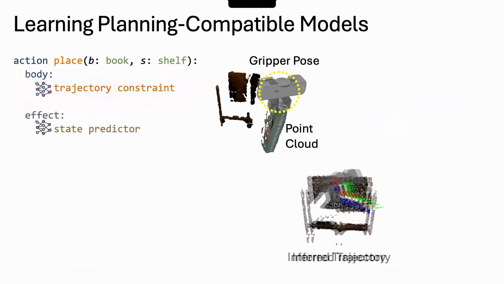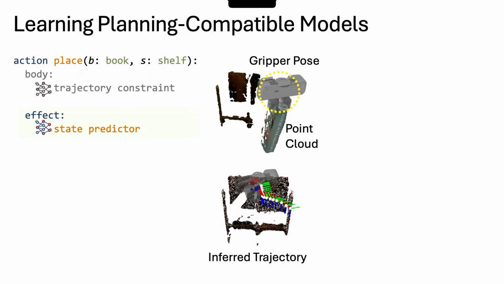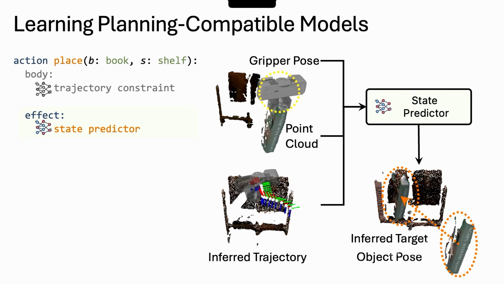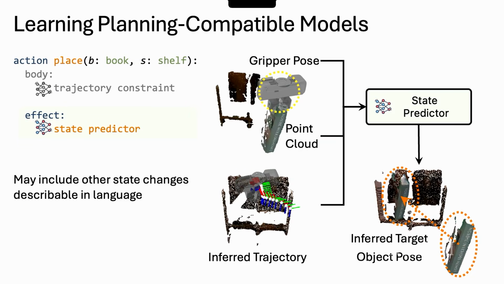The second piece of model takes the initial state, like the gripper position and the original point cloud, and also your inferred trajectory to predict what will happen in this particular case, where those points will be after I execute this trajectory. Of course, other state changes, like this is vertically aligned or some other things, could also be incorporated into this model. But here, let's just focus on the geometric parts of it, like how the object pose will change.